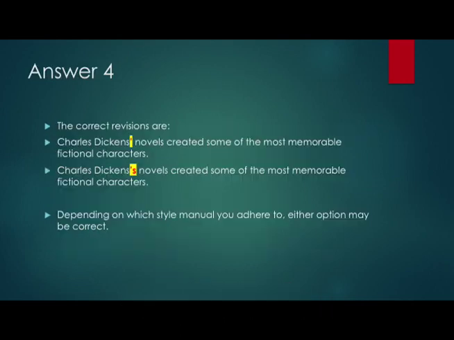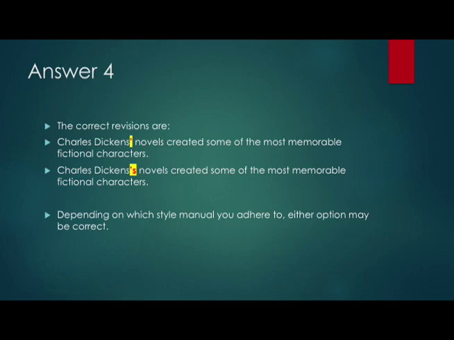So for number 4, we actually have two possible correct revisions. It could be Charles Dickens' novels, where we add just the apostrophe, or we can make it Charles Dickens's, and here we add the apostrophe and the S. Novels created some of the most memorable fictional characters. So here, the consideration is most likely which style manual we're using.